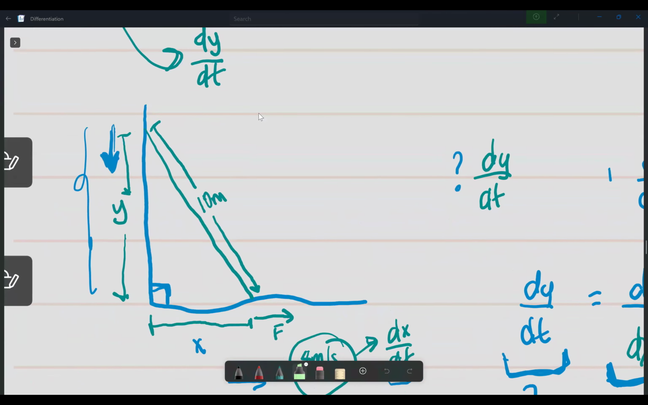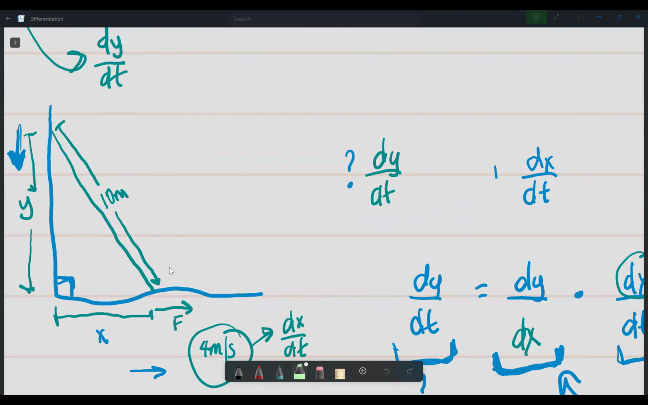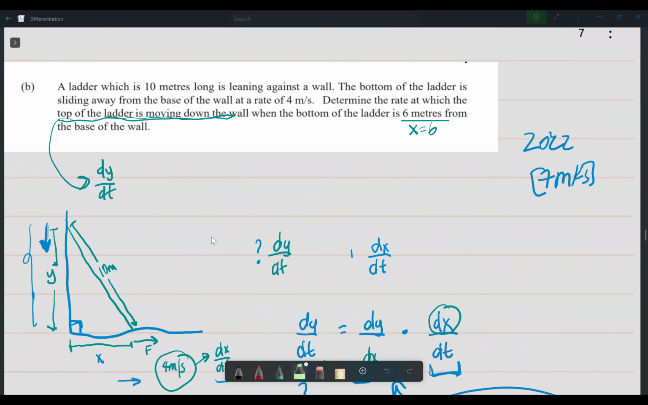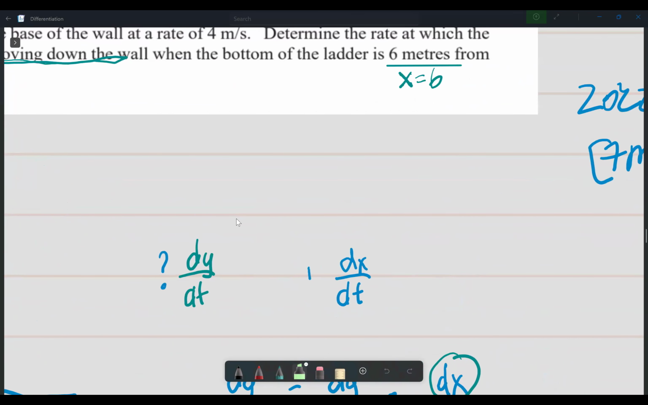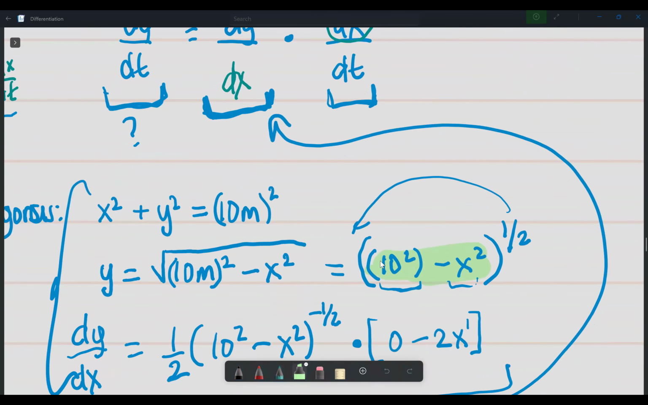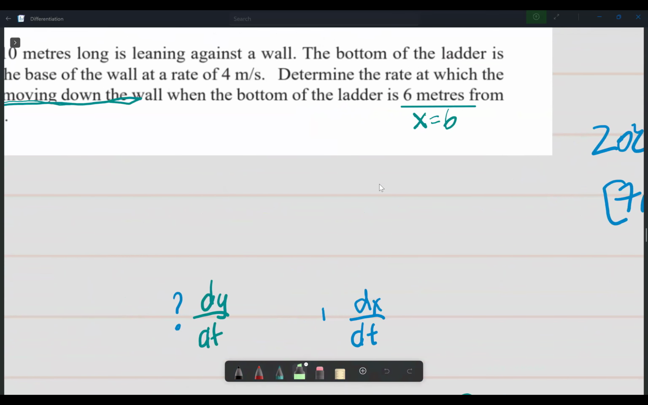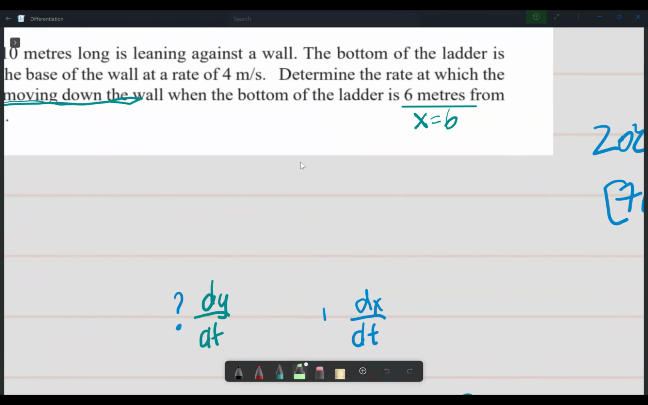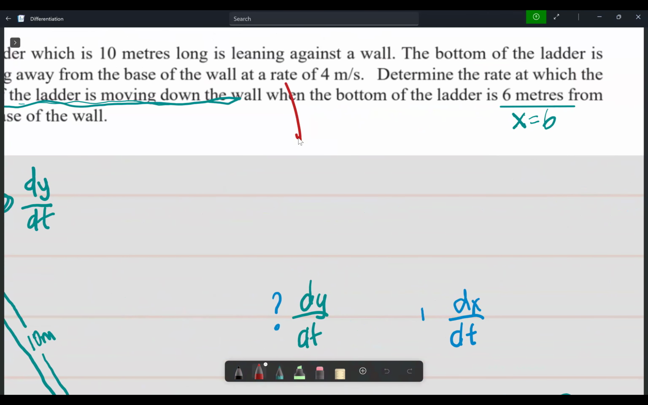And then now it says the rate at which x is falling, right? The rate at which the base is falling, so that's dx over dt, which is the bottom of the ladder. The bottom of the ladder is falling at a rate of 4 meters per second, which means that dx dt is equal to 4, right?